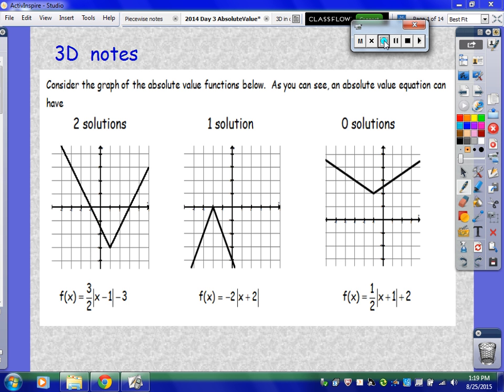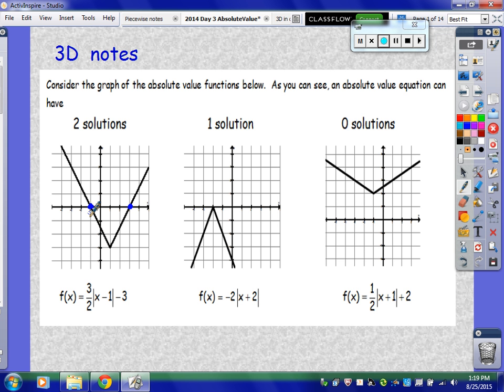Now recall that the x-intercept is the same thing as the solution for your function or your equation. So notice here that we have two x-intercepts. Our equation touches our graph twice. So that means that this graph is going to have two solutions: two different x values that will make our equation true.